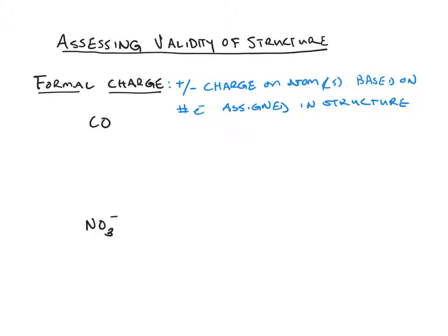One of the things we need to think about when looking at the validity of a Lewis structure is something called the formal charge. The formal charge on an atom is based on the number of electrons that I've assigned it within the structure.